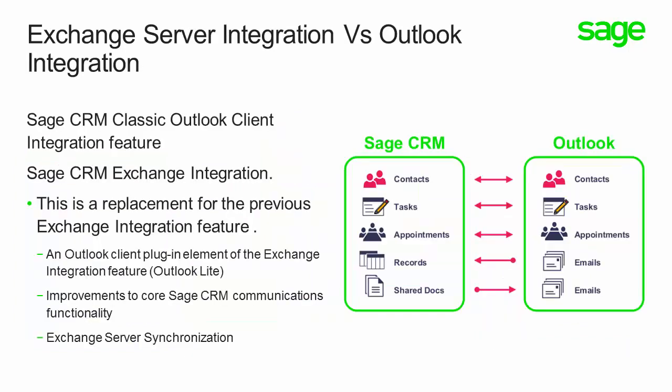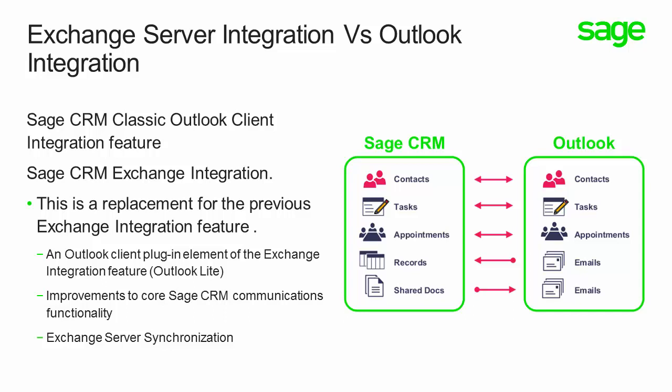Now, if we're not using the Exchange environment, that's when we think about moving over to classic Outlook integration. Classic Outlook integration is where all of the synchronization takes place from however many Outlook clients we have all the way through to Sage CRM. So lots of different conversations taking place within that integration.